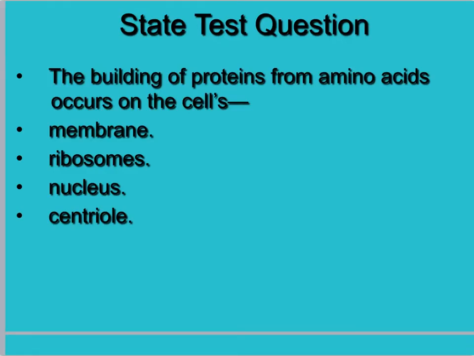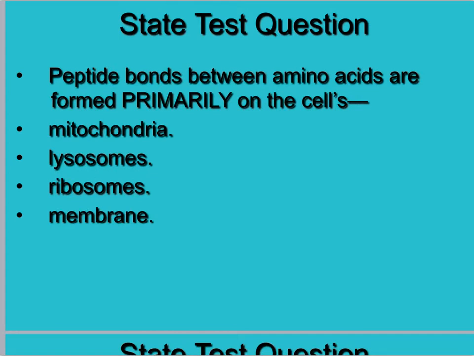So the building of proteins from amino acids occurs on the ribosomes. Remember, the building of proteins is the same thing as protein synthesis, and so that is going to be at your ribosomes. Peptide bonds between amino acids are formed primarily on the ribosomes. So again, we're talking about peptide bonds being formed between amino acids. That is the making of a protein, and that happens at the ribosomes.